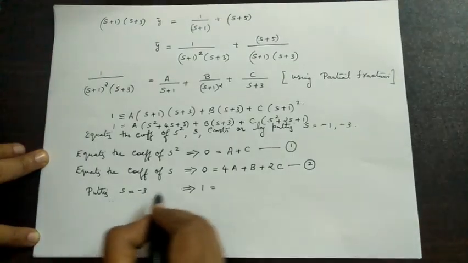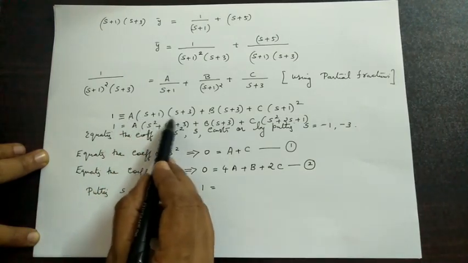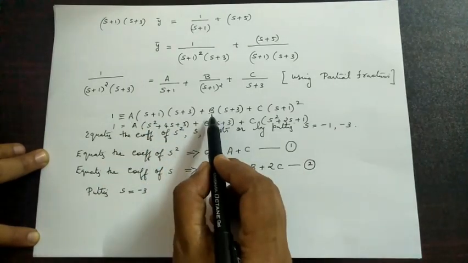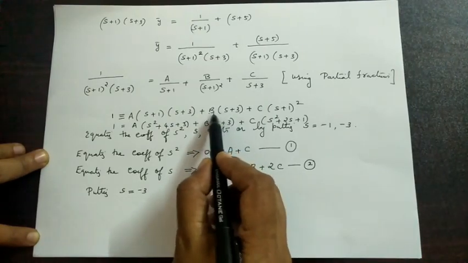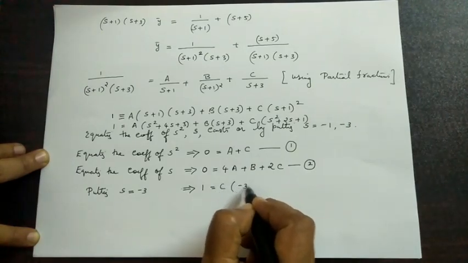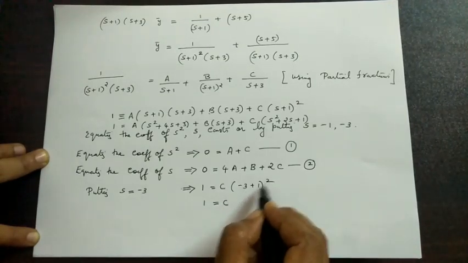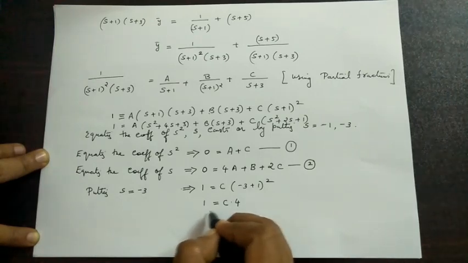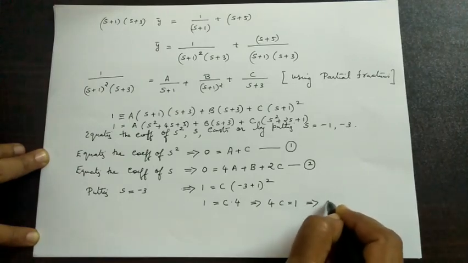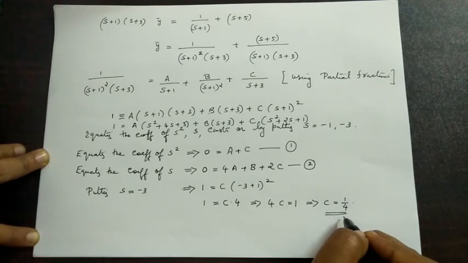Now putting s is equal to -3, we have 1 equal to a into (-3 plus 1)(-3 plus 3), and -3 plus 3 becomes equal to 0. Therefore the first term becomes equal to 0. Then the second term, we have b into (-3 plus 3), which also becomes equal to 0. For the third term we have c into (-3 plus 1) the whole square. That is, 1 is equal to c into (-2) the whole square, that is 4c. So 4c equals 1, which implies c equals 1 by 4. So we got one of the constants, c equal to 1 by 4.